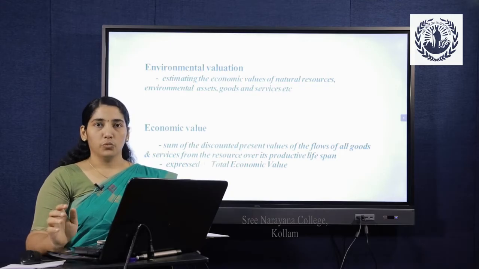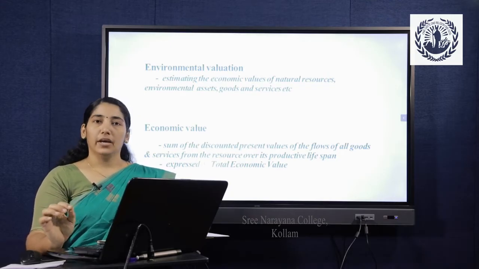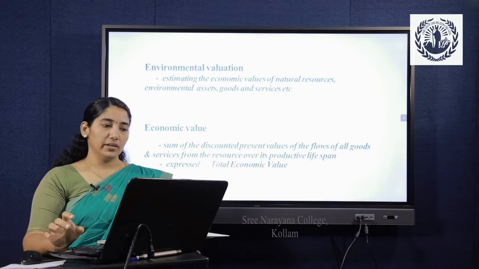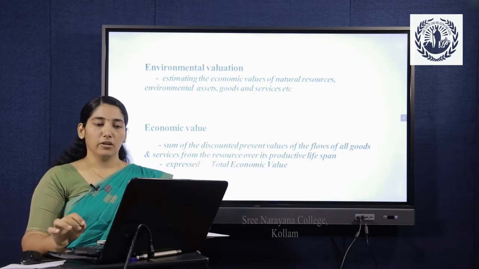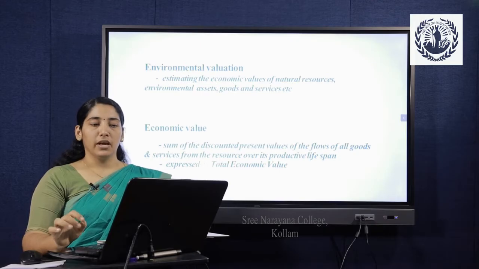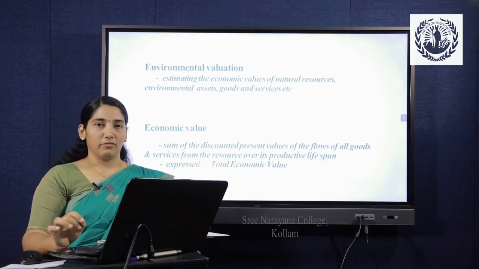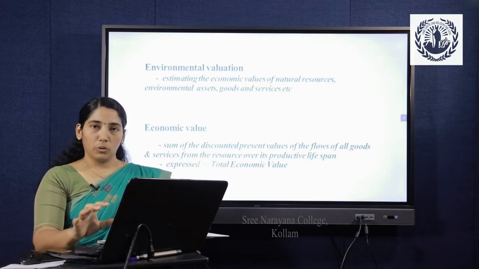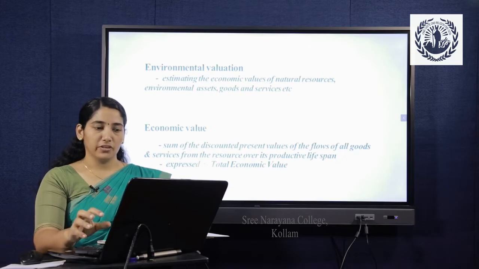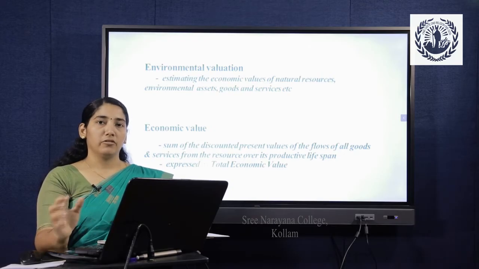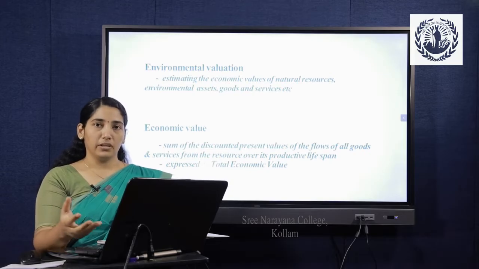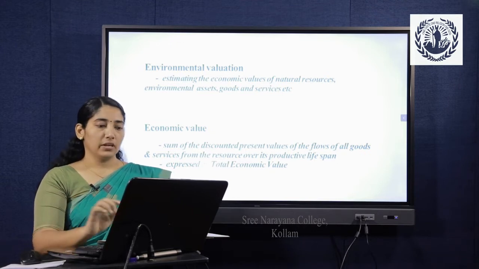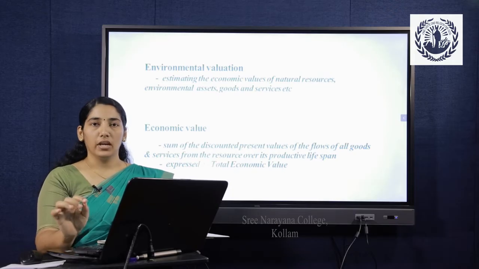So we have to explain what is the economic value of an environmental good or resource. An economic value is defined as the sum of discounted present values of the flow of all goods and services from the resource over its productive lifespan. That means by using the technique of discounting, we are calculating the value of all goods and services from the resource over its productive lifespan. By summing up the values, we will get the economic value of the environmental resource. This value is expressed as the total economic value.